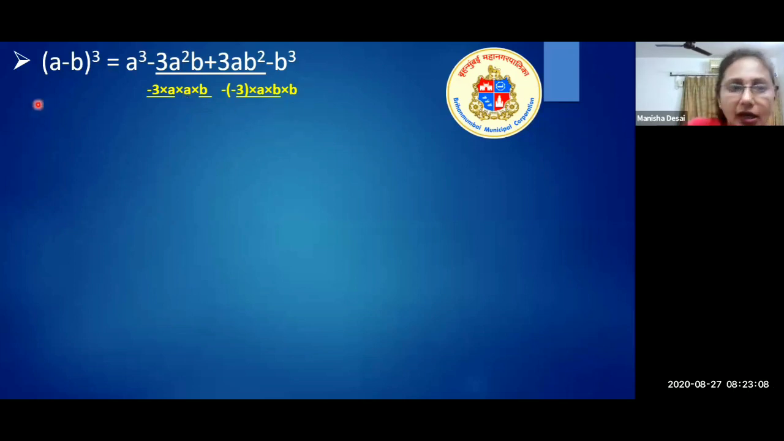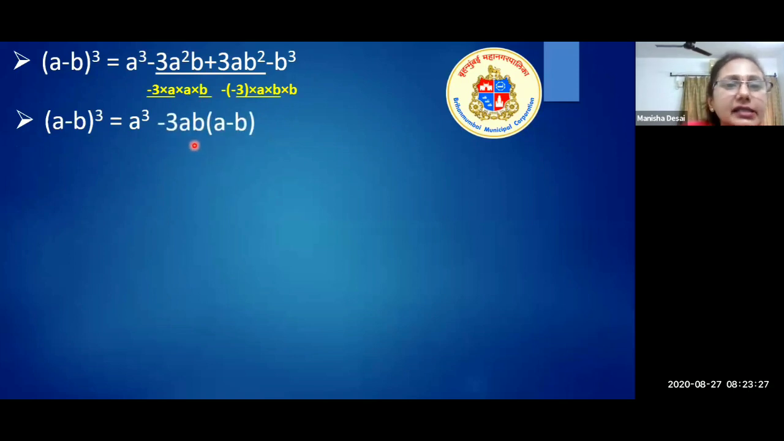So how are we going to write this a cube? We are going to copy it as it is. Now, as we said that minus 3ab is the common factor, we are going to write it outside the bracket, and inside the bracket we are going to write the uncommon factor, that is a minus b. So minus 3ab into bracket a minus b, and this minus b cube we are going to copy as it is.